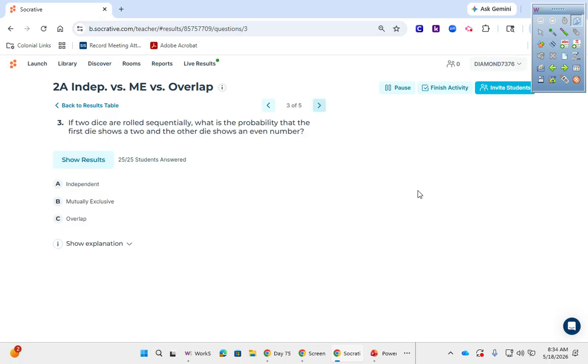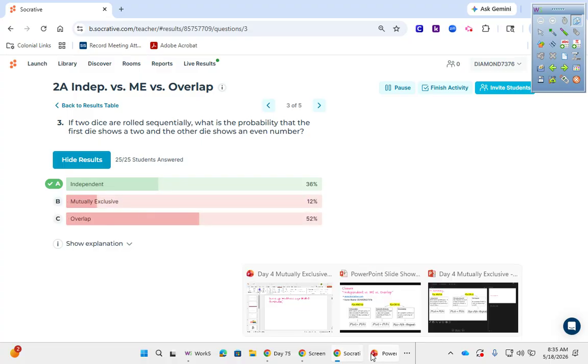All right. Number 3, if 2 dice are rolled sequentially, what's the probability that the first die shows a 2 and the other die shows an even? How many times are you rolling the dice? 2. Anytime you are doing something multiple times, it's independent, okay? The fact that I'm rolling the die twice immediately makes this independent.